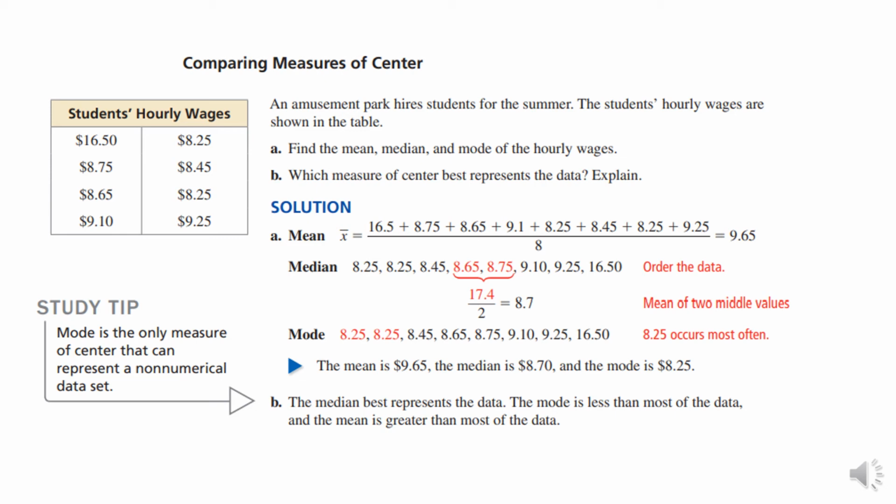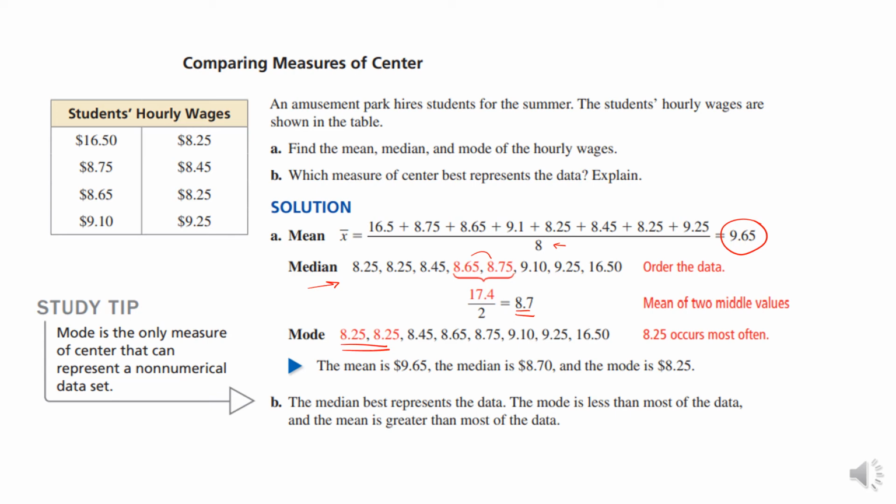So they added up all the wages, so there's 8 of them, and they divided by 8, and they got the mean as $9.65. Then they put the money in order, and they found the center. Remember, if it's an even number, you have to add the 2 together and divide by 2 to get your median. Okay? It's the mean of the 2 middle values. And then the mode is the most popular, so there you go.